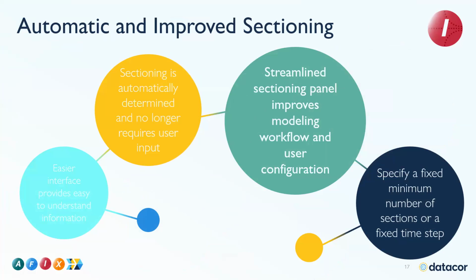Our next item for Impulse is automatic and improved sectioning. We added a streamlined sectioning panel, which improves modeling workflow and user configuration. This includes some new options to specify a fixed minimum number of sections or a fixed time step. And the sectioning is now done automatically and no longer requires user input.